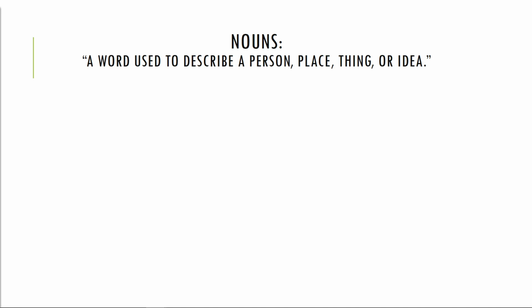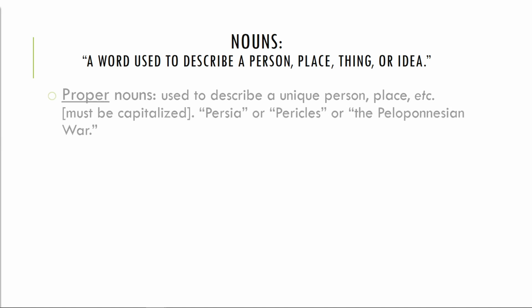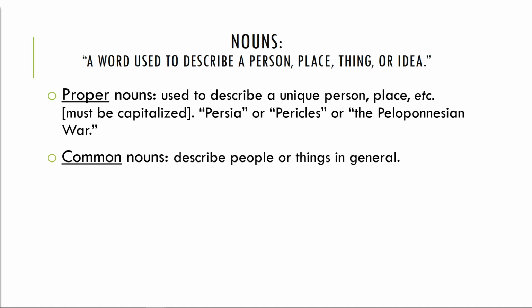And we can further divide nouns into types. So, for example, proper nouns are those used to describe a unique person or place. And these are the ones that we capitalize in English, like Persia or Pericles or the Peloponnesian War. There are also the vast majority of nouns, which are common nouns, describing persons and places in general, not a specific one. So we have a contrast between common nouns and proper nouns.